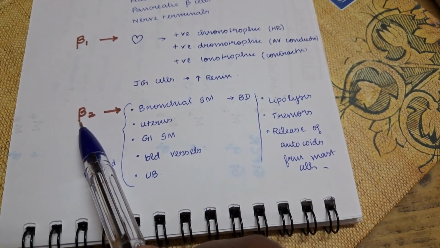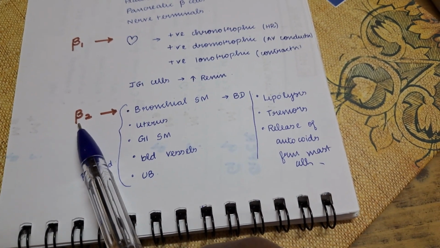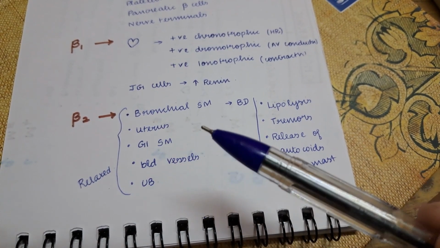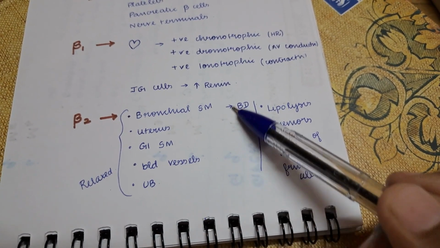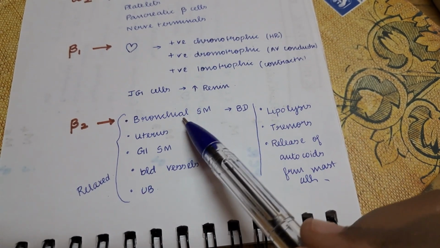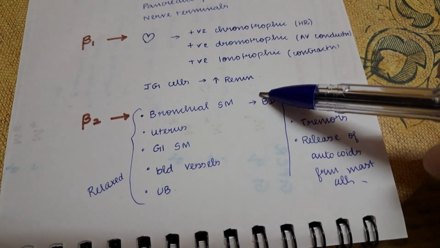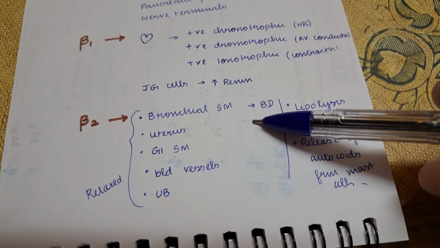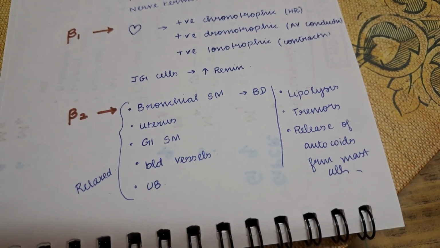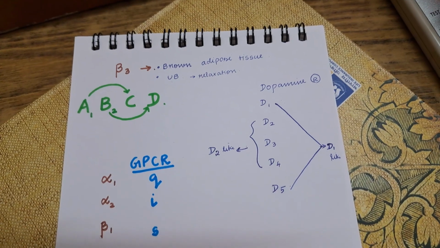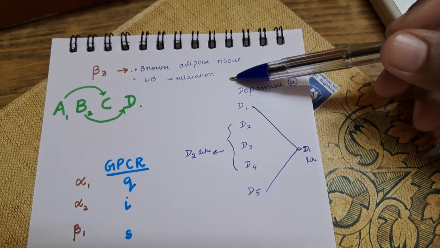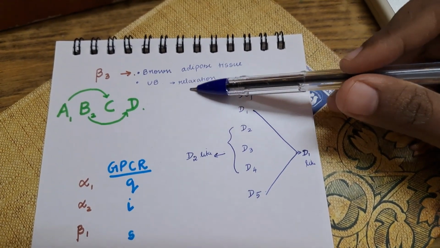Next, coming to the beta 2 receptors. The beta 2 receptors are present in bronchial smooth muscles, uterus, GI smooth muscles, blood vessels and urinary bladder. Commonly their action is relaxation. So basically it causes bronchodilation. In addition to these, beta 2 receptors are also responsible for lipolysis, tremors and release of autacoids from the mast cells. Beta 3 receptors are present in brown adipose tissue and urinary bladder. In the urinary bladder, it causes relaxation.